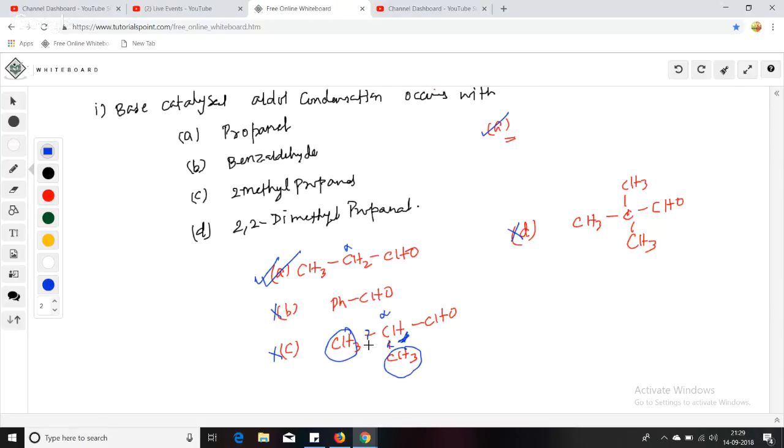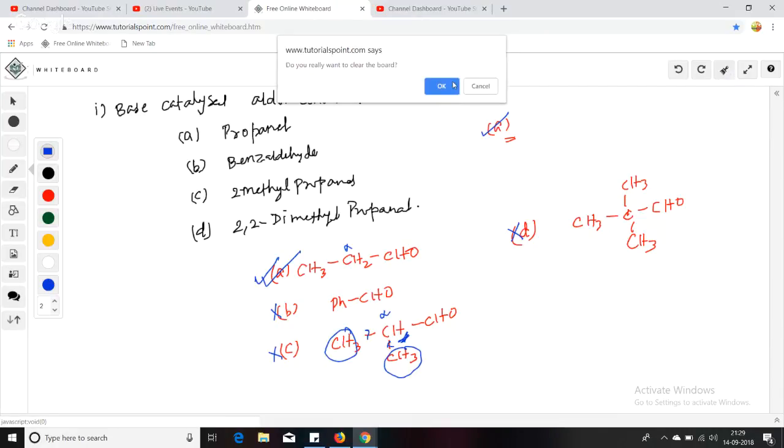One more question: see the following compounds which react with ethanolic KCl. This one you let it be. We'll give you some other question.